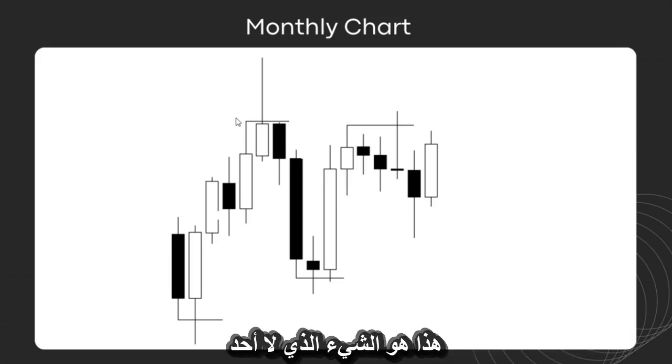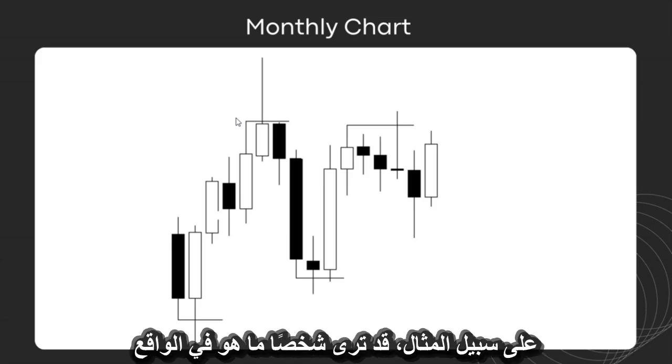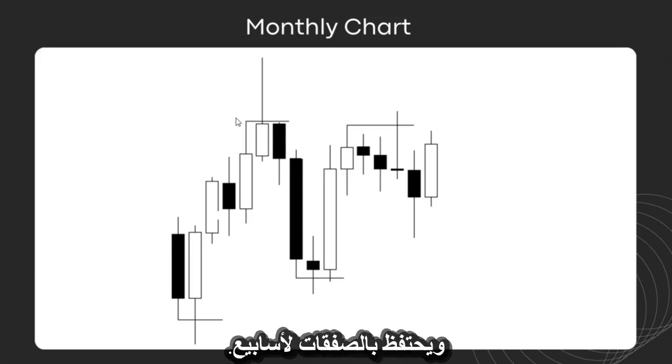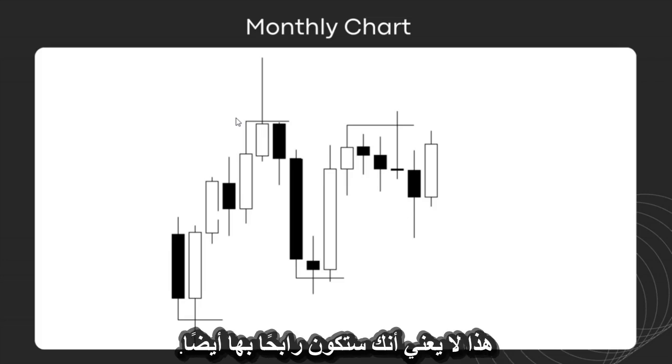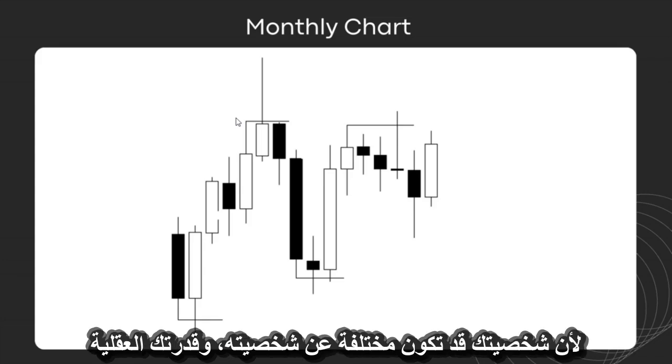This is the thing that no one really talks about in trading. You gotta find a style of trading that suits you the best. For instance, you might see someone who's actually a really good swing trader and holds onto positions for weeks and is profitable. And let's say he teaches you his strategy, right? Now that doesn't mean you're gonna be profitable with it too, because your personality might be different than his.